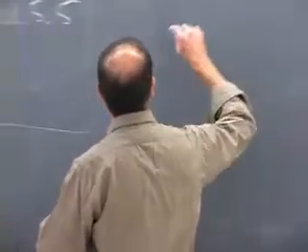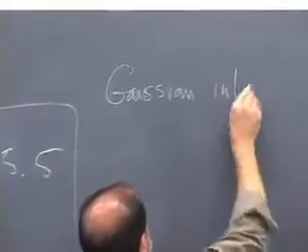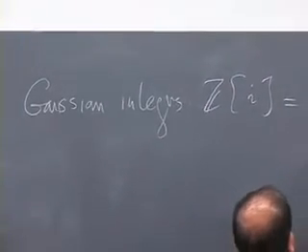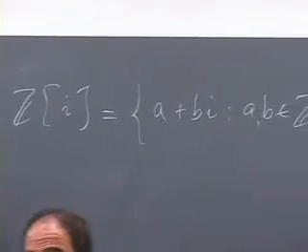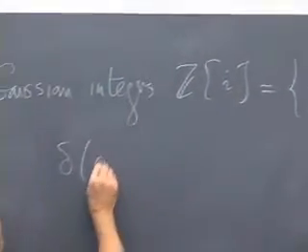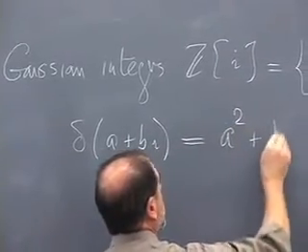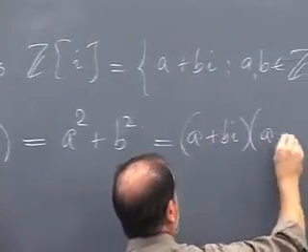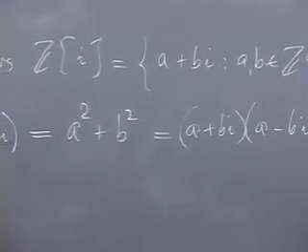So today I want to talk more about the Gaussian integers and the primes in the Gaussian integers. This is a wonderful ring that we've been looking at, and what we proved two lectures ago is if we took the function delta of a plus bi as a squared plus b squared, which is the same thing as a plus bi times a minus bi, that this ring was Euclidean with respect to this function.